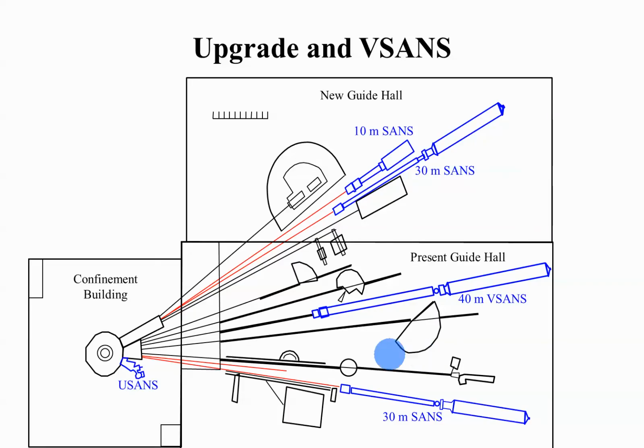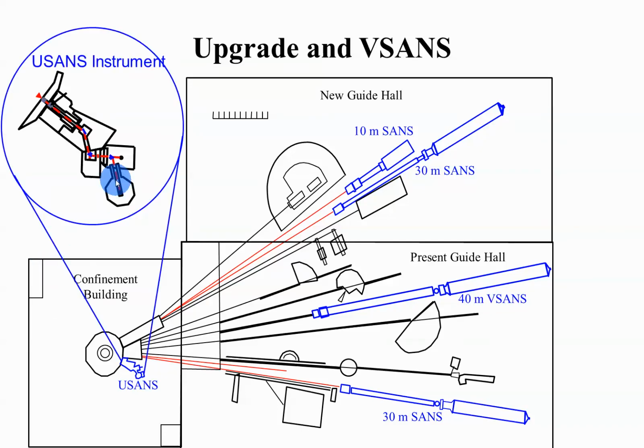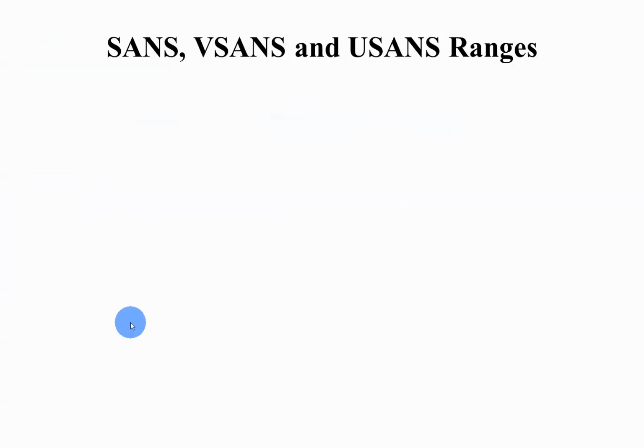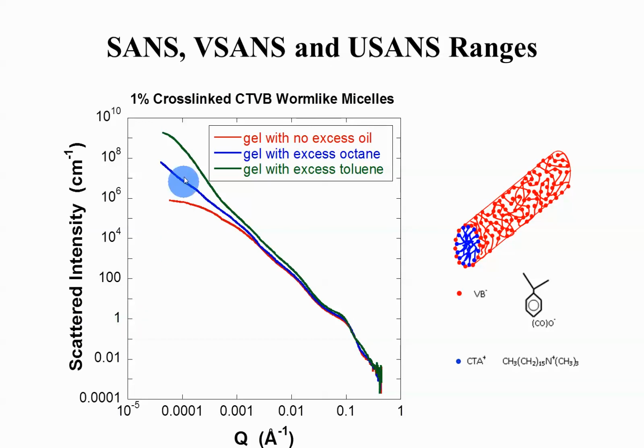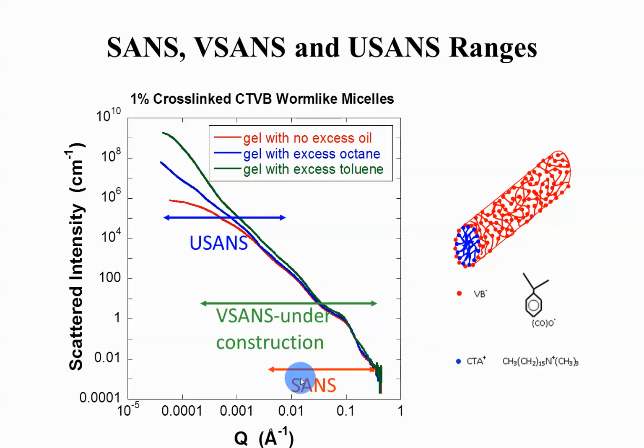Upgrade and VSANS. So this is the reactor. This is the old guide hall. This is the new guide hall, the 30-meter SANS. There is also a 40-meter VSANS under construction, and a USANS, which is a thermal instrument. Let me say something about these two instruments. Let me show you SANS here from a worm-like micelle. There's the SANS, 3 orders of magnitude. There's the USANS, very low Q, down to 20 microns in size, d-spacing. The VSANS, which is under construction, will overlap with these two and give us something like 1, 2, 3, almost 4 orders of magnitude.